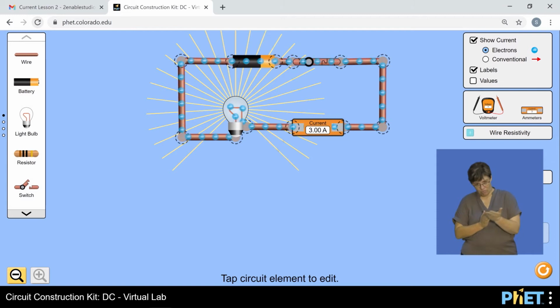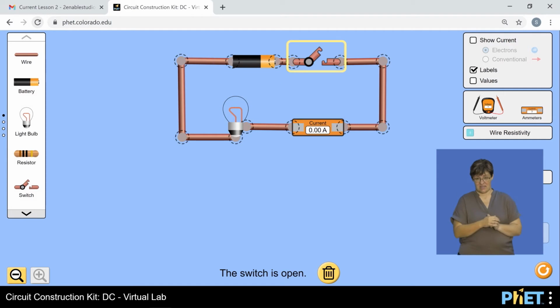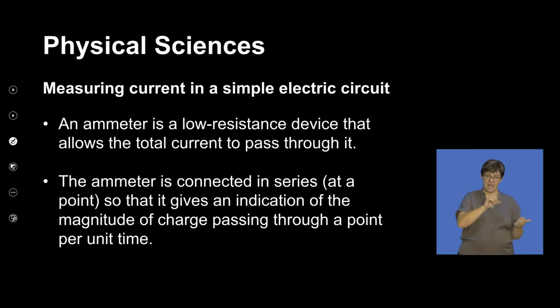It passes through the ammeter with a reading of 3 amperes, okay? So we can take that out for now. So that's how we actually measure current in a circuit, right? Okay, if we can go back to our discussion, let's talk about the ammeter as a device. This ammeter in real life is actually a low resistance device that allows total current to pass through it.